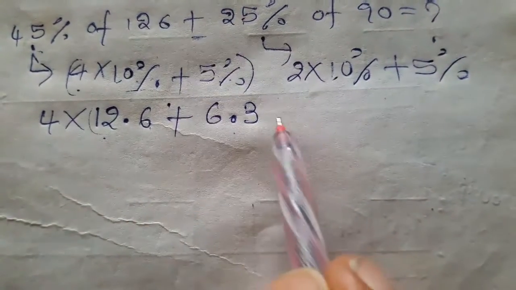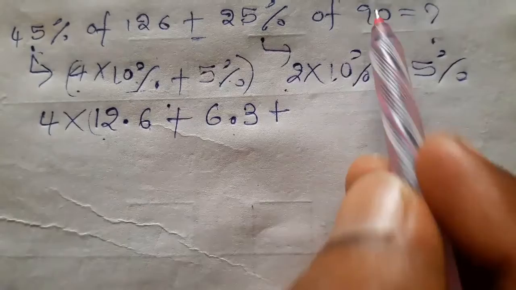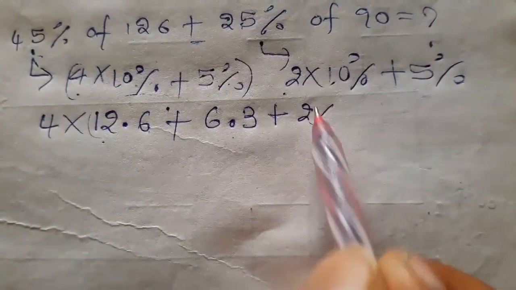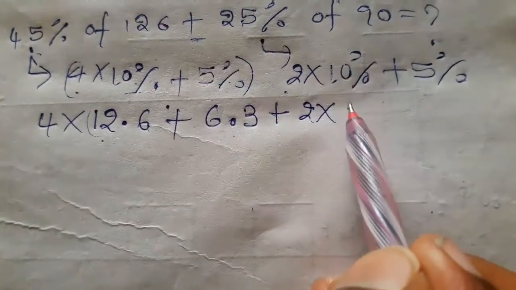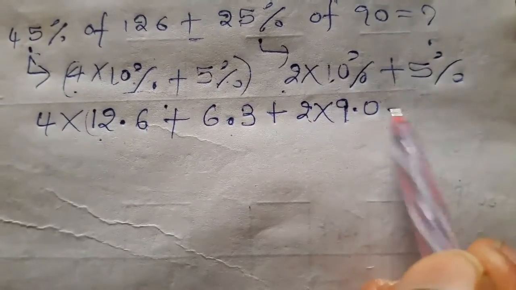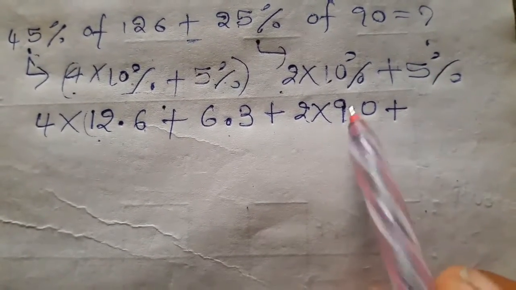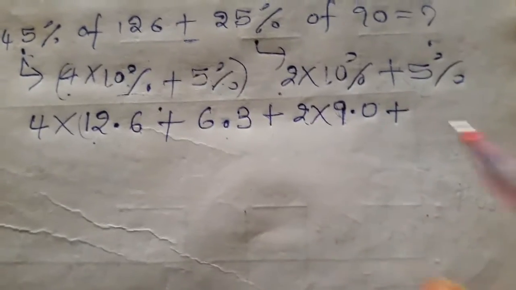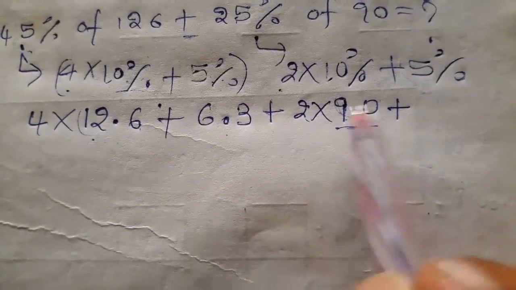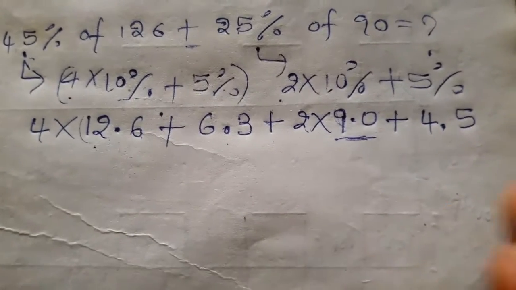Next, what is the symbol here? Plus, take the plus as it is. Now 2 into 10%. So 2 into 10% of 90 means 9.0, isn't it? Now plus 5% means half of 10%, that means half of 9 means 4.5, isn't it?